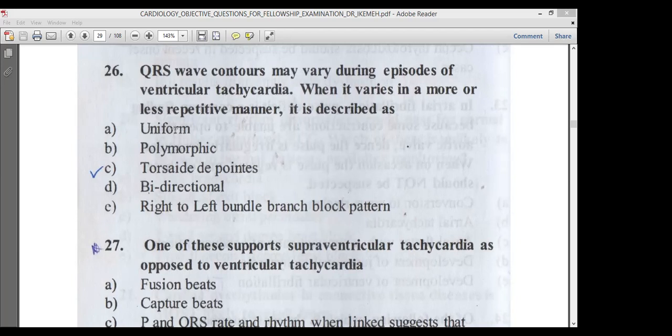If we remember, was it yesterday or the day before yesterday, the bidirectional one would be that it varies in QRS axis. As one is positive, the other one is negative, then it keeps alternating like that. That's bidirectional. But for torsades de pointes, it varies in a repetitive manner, like it's spinning around the point. So that's 26. Then 27, it says one of these supports supraventricular tachycardia as opposed to ventricular tachycardia.